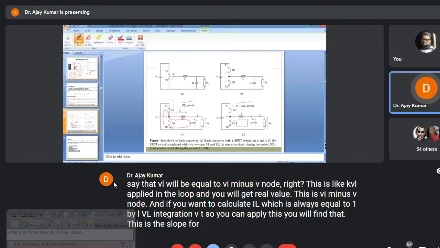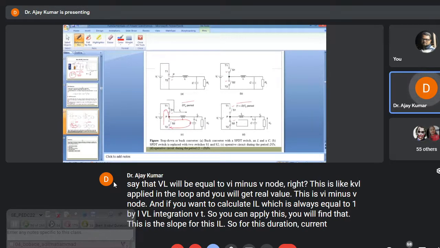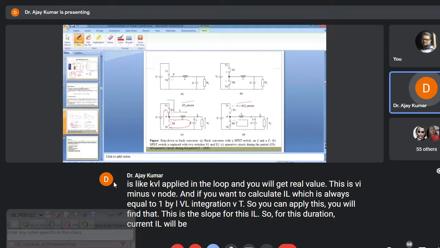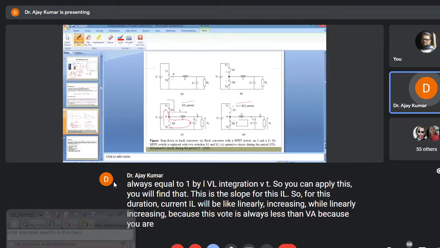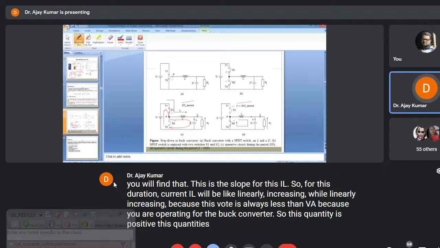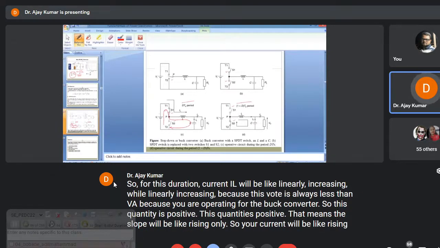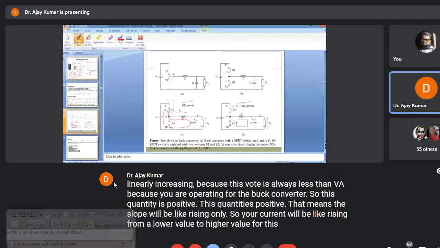So for this duration, the current IL will be linearly increasing. Why linearly increasing? Because V naught is always lesser than VI, since you are operating the buck converter. So this quantity is positive, which means the slope will be rising only. Your current will rise from a lower value to a higher value for this DTS operation.